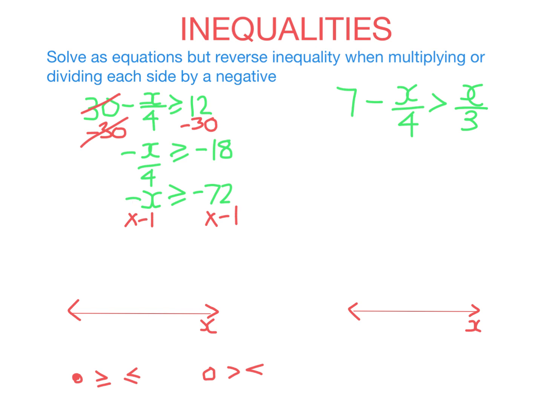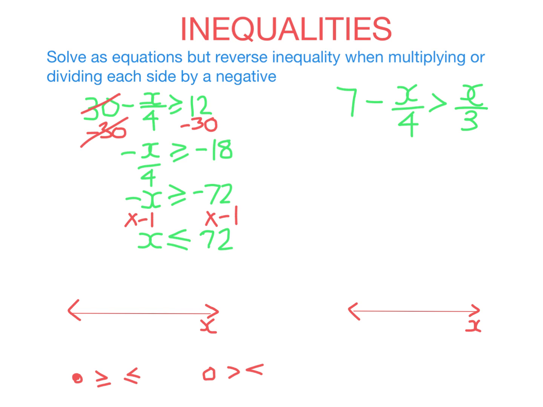So negative x times -1 is just x, but I have to reverse this to a less than or equal to. I do that whenever I multiply or divide each side by a negative. And negative 72 times -1 is just 72.